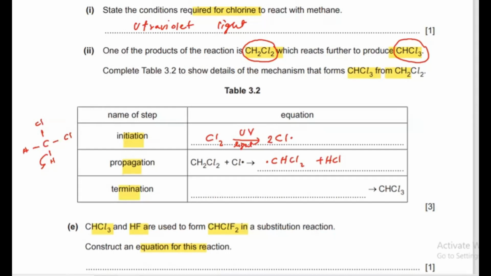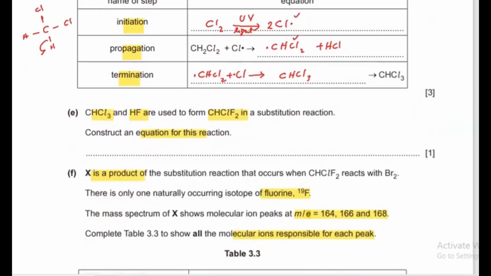Termination is the combination of free radicals. Now we have different types of free radicals. If we combine the free radicals, we will form CHCl3. CHCl3 can be formed by combining the CHCl2 free radical with one more chlorine free radical. So these are the three steps during the free radical substitution of an alkane in the presence of UV light.